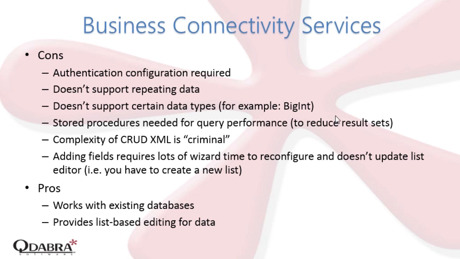So specifically, you do need to take into consideration authentication. There's some configuration there. Repeating data is not supported. You saw, Jimmy, that you have to create two lists or do two different tables. There's no kind of relationship constraints there. Certain data types, of course, aren't supported. This is kind of interesting because even though the main data connections in InfoPath will support these, VCS will not support things like big int. So if your table has them, you need to change the schema for your database table.